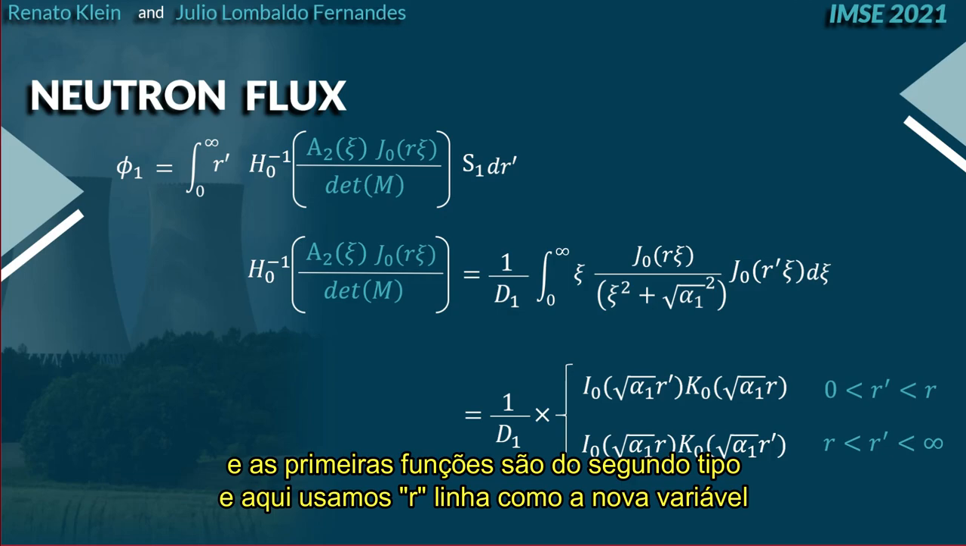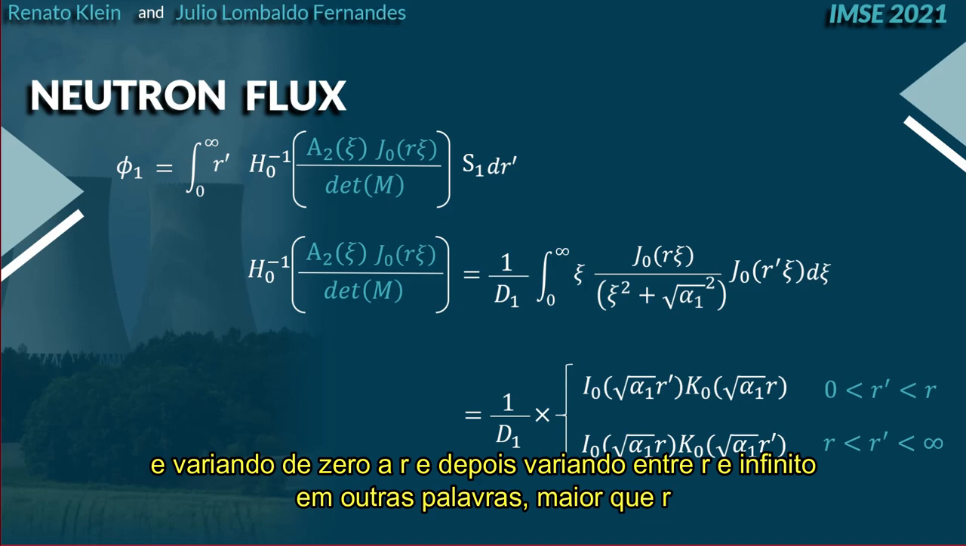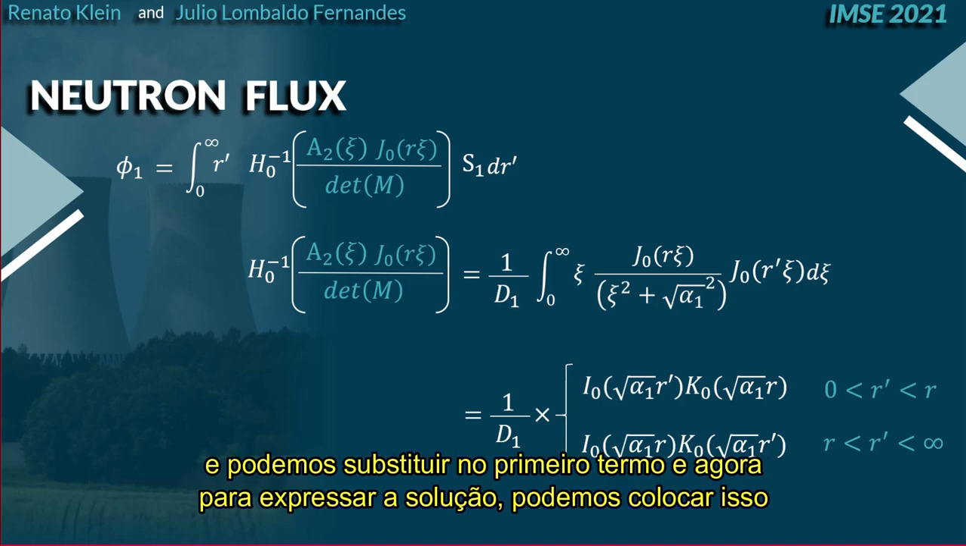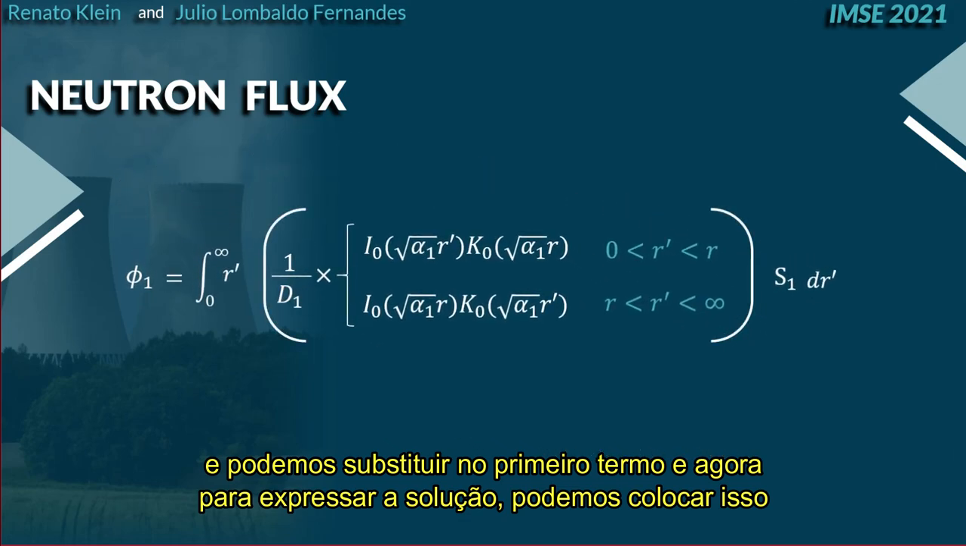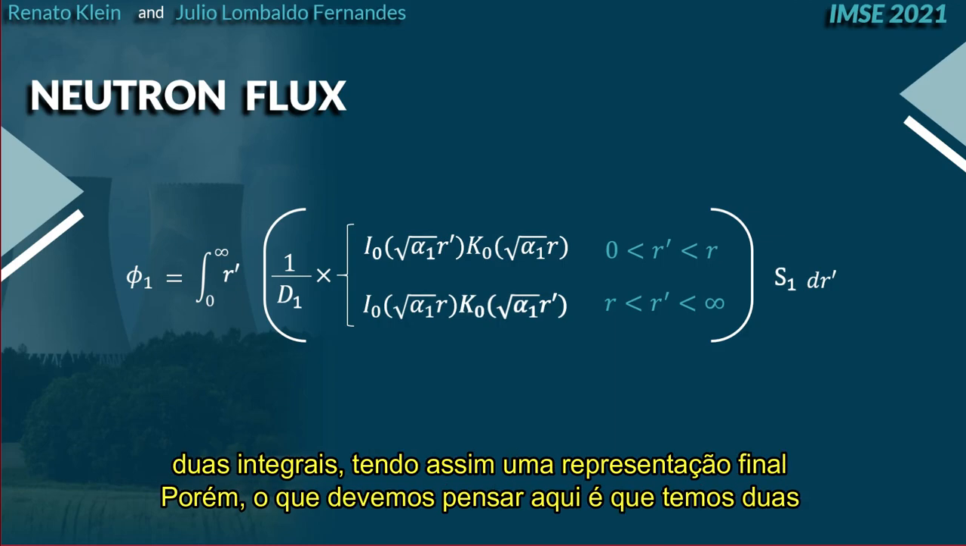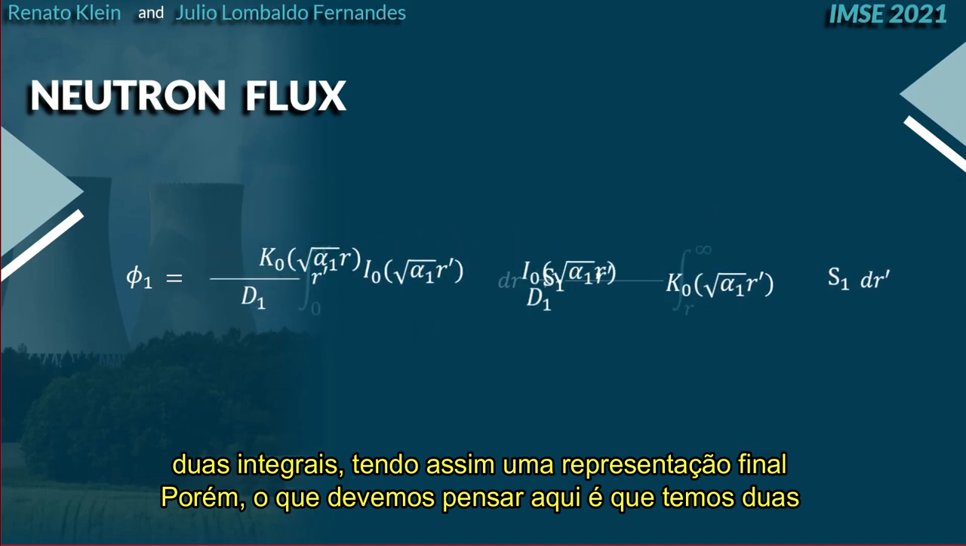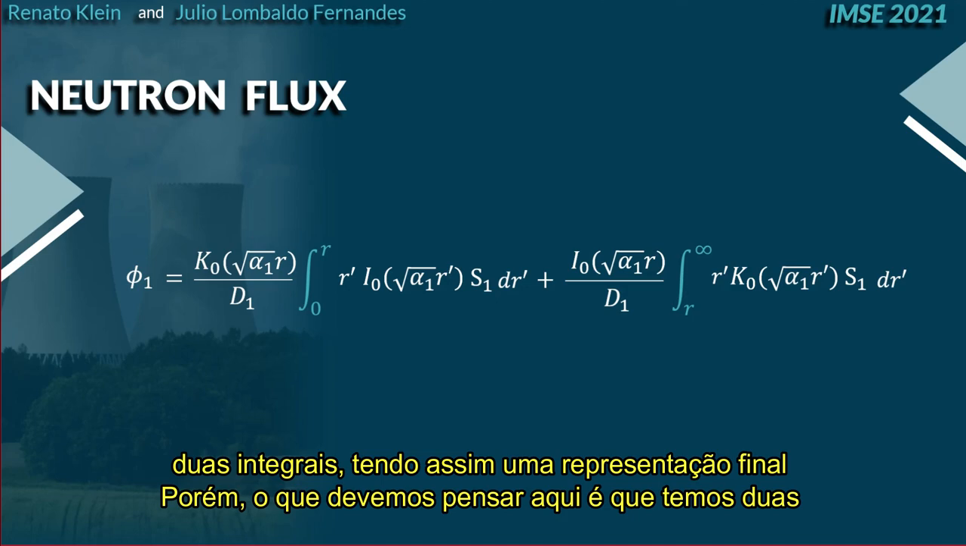And here we take r prime, for example, between 0 and R, and after that we have r prime between R and infinity, in other words, more than R, and we can replace this in the first term. Now, to express the solution, we can just put this in two integrals, in other words, a two-integral system, and we have this as the final representation.